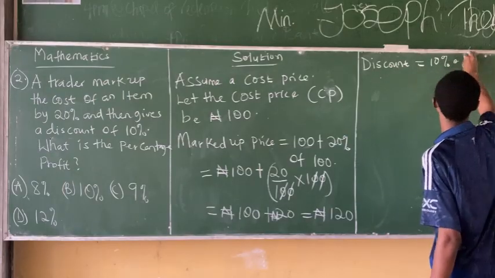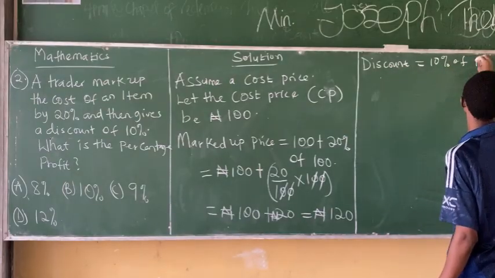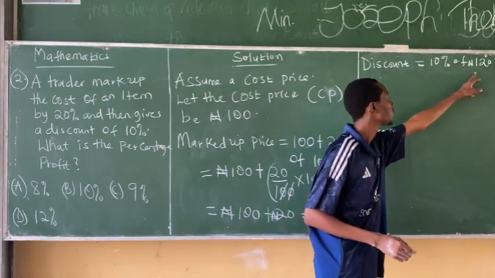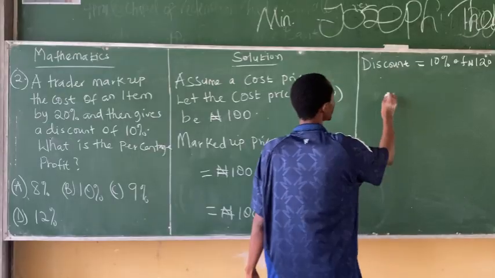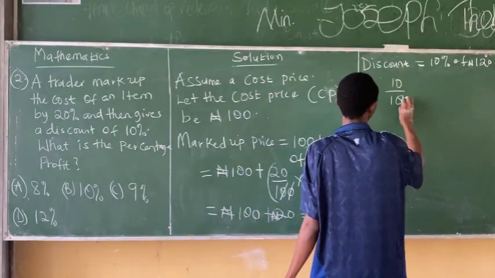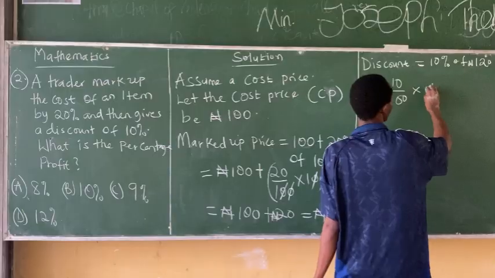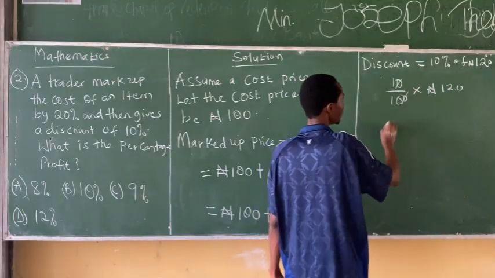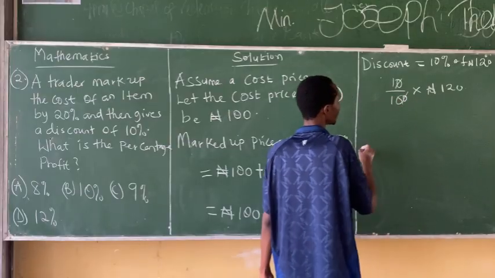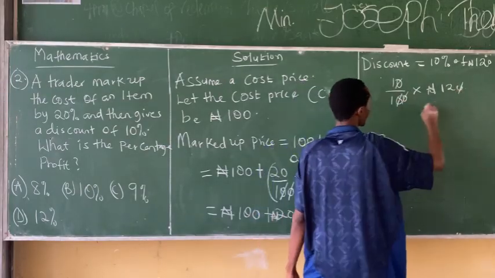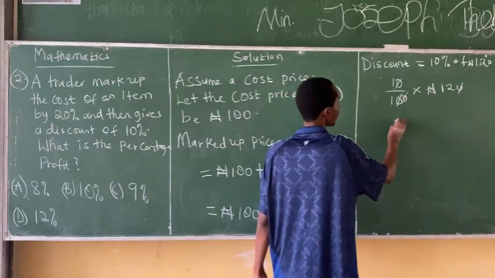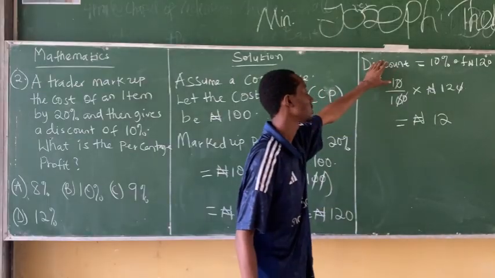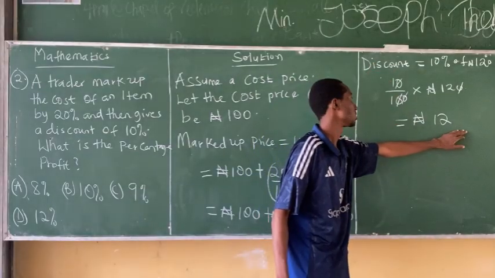10% of 120. The discount here is 10% of 120 naira, which is 10 divided by 100 times 120. This will take away this. 1 divided by 10. You can also say this will take away this. So let's do 1 times 12. 1 times 12 gives us 12 naira. Therefore, the discount is 12 naira.